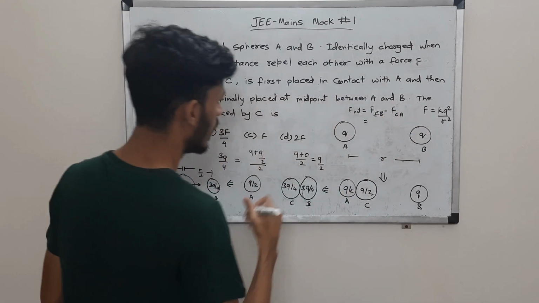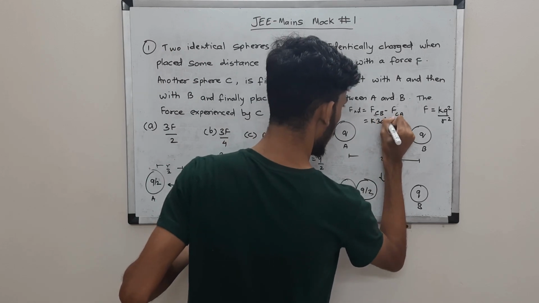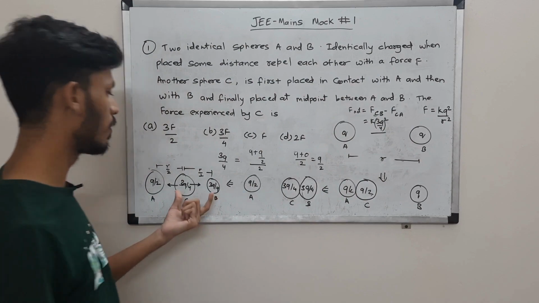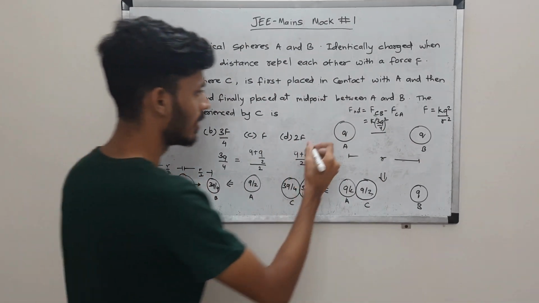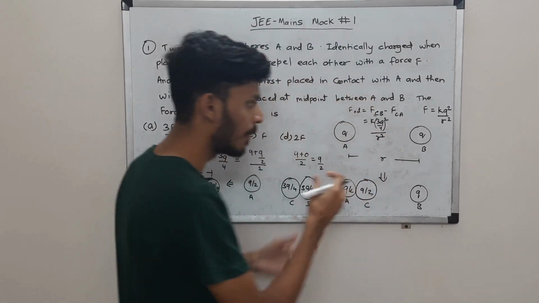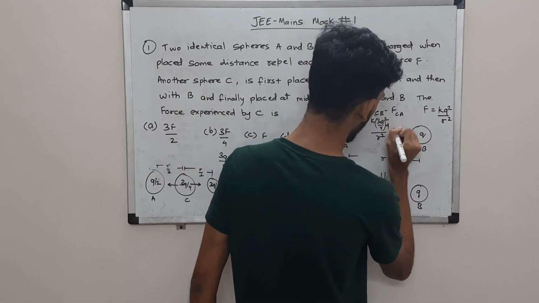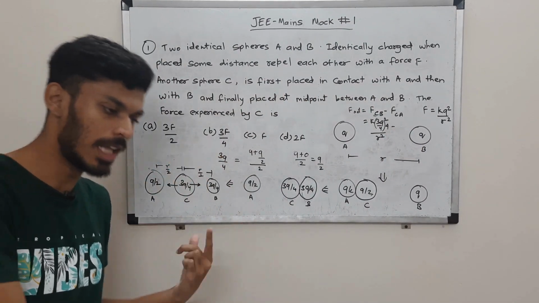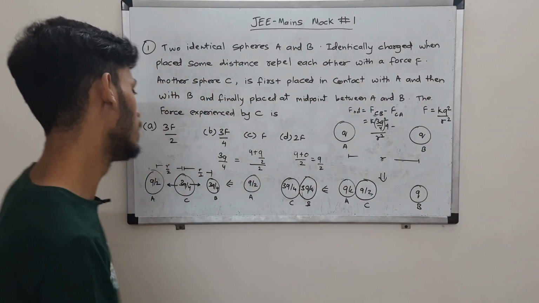Okay, so here we'll get k times 3q times 3q by 4, the product of the charges, divided by the distance between them. Also remember that the distance is half now, so (r/2) the whole square. So I'm just skipping the steps over here: (r/2) the whole square is r square by 4 in the denominator, so that is 4 in the numerator.